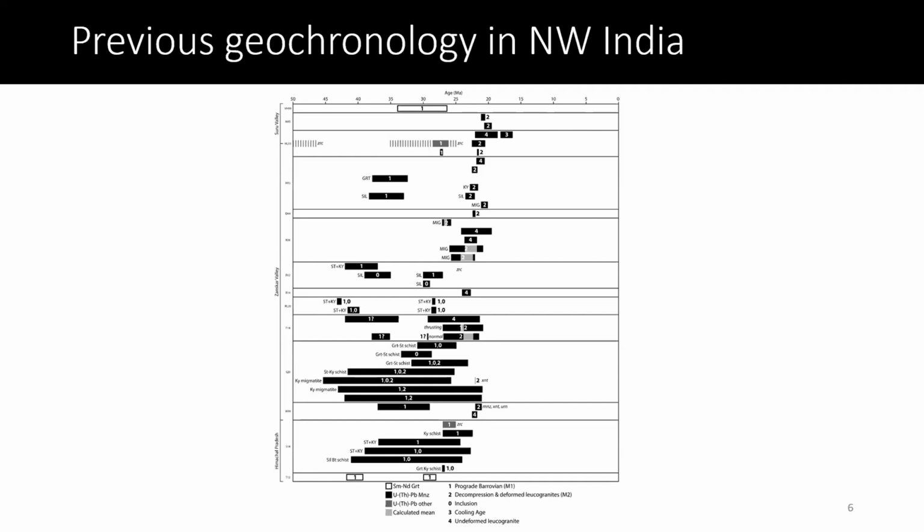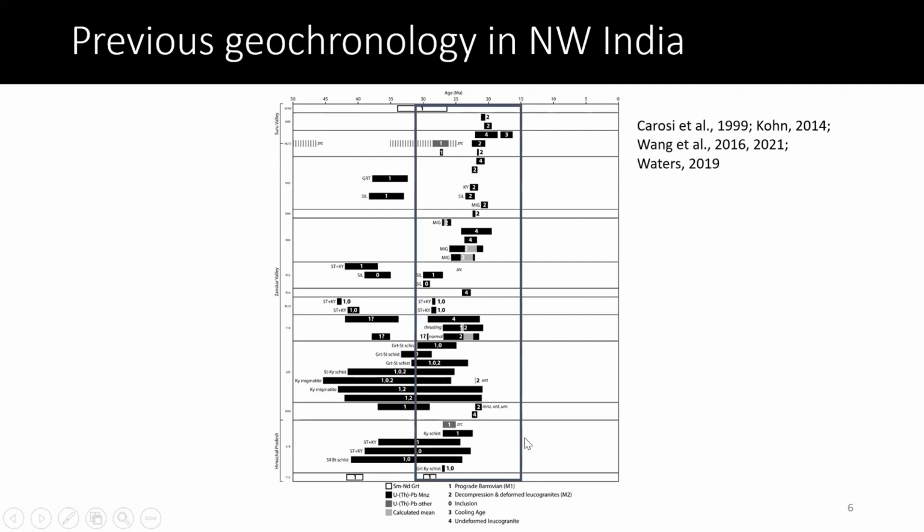Here's a plot of previous geochronology collected across northwest India. The Suru Valley is up here, and you can see there's quite sparse data from there. Then we've got the Zanskar Valley and Himachal Pradesh. This blue bar correlates to the average metamorphic GHS age range reported in these papers, from about 32 to 15 million years. That's our Oligocene to Miocene metamorphic ages.